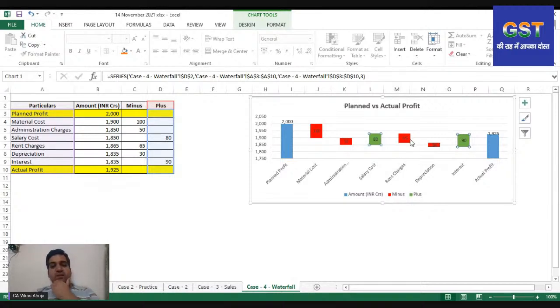Rent charges are more by another 65 crores, so this is killing my profit. This is reducing my profit from this level. And there's another 30 crores which is dragging, depreciation has come out more as compared to what I planned for. Interest is lesser, so this is again increasing my profitability.